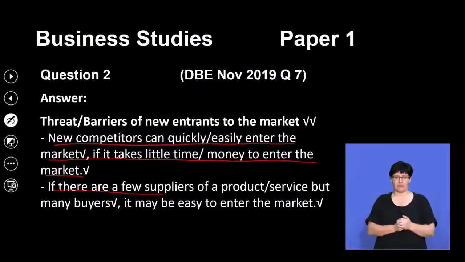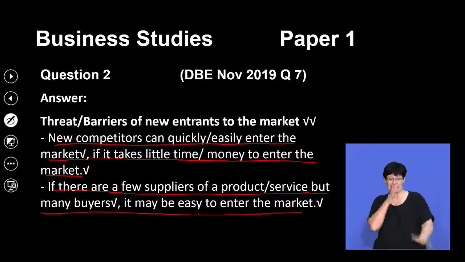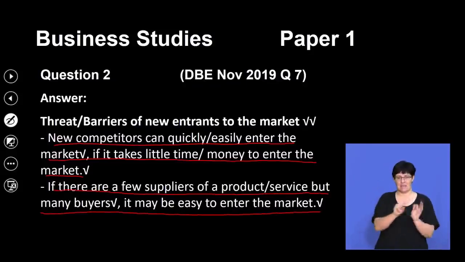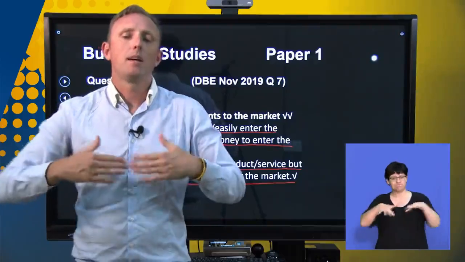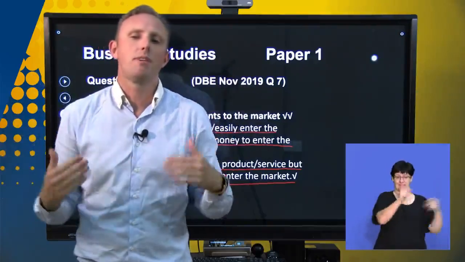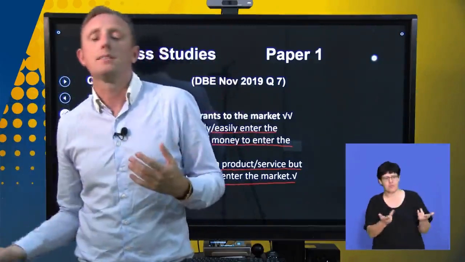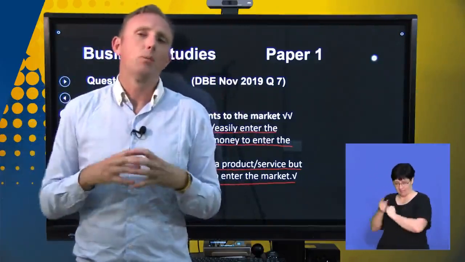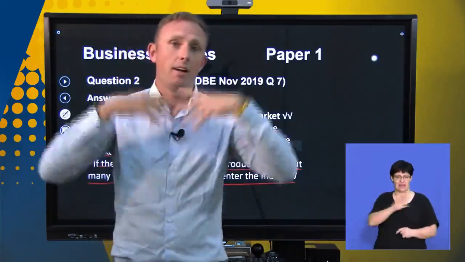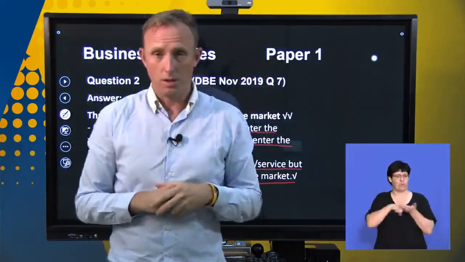And if there are a few suppliers of a product or service, but many buyers, it may be easy to enter the market. That's a situation where maybe the current businesses aren't satisfying the needs of their clients sufficiently. So other businesses can come in and potentially satisfy the demand for the product out there.